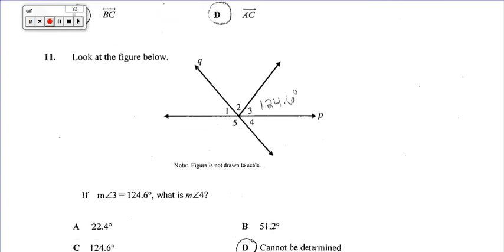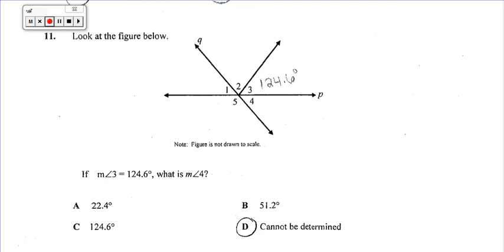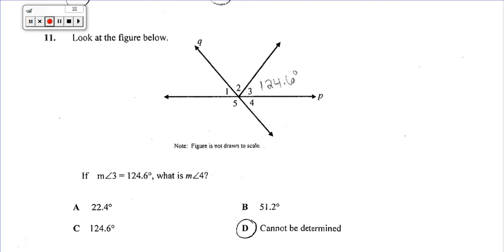For number 11, we have this figure. Looking at this figure, if the measure of angle 3 is 124.6, even though it doesn't look like it's 124.6, what's the measure of angle 4? I really just do not have enough information to go on here.